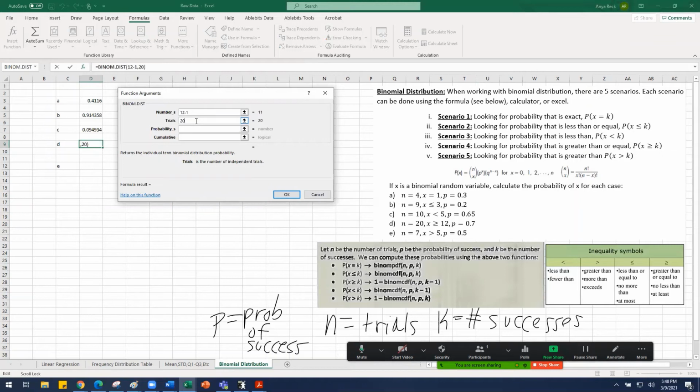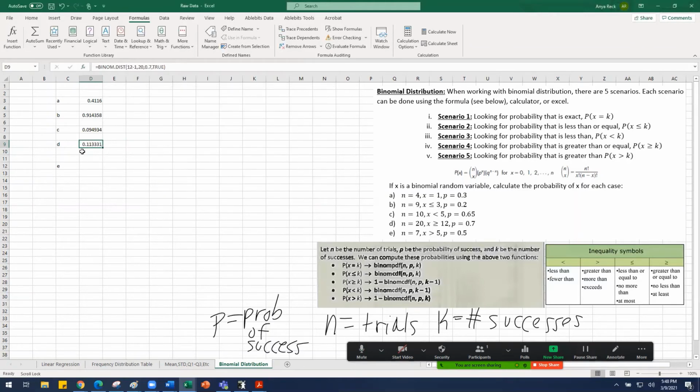Our trials were 20. That's the N value. The probability of success was 0.7. And this is a cumulative because it said CDF. And then we need to do equal 1 minus that probability. So this is our answer.